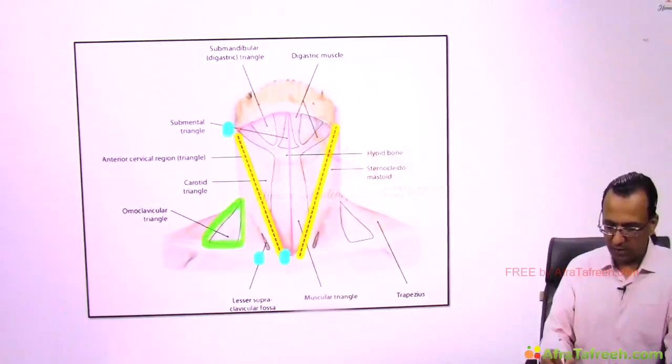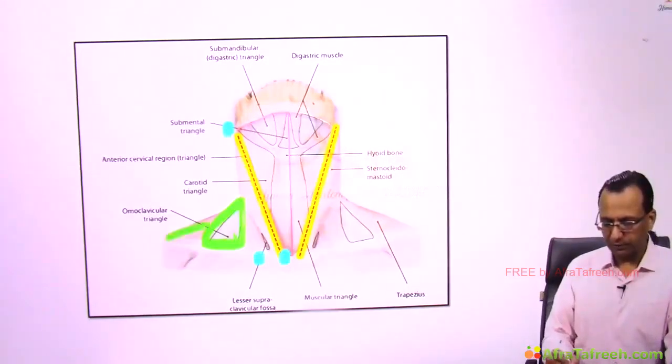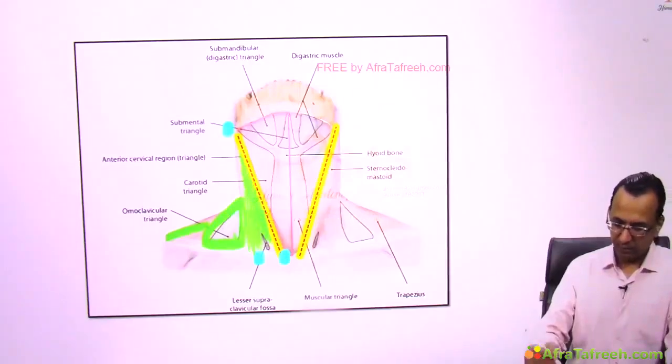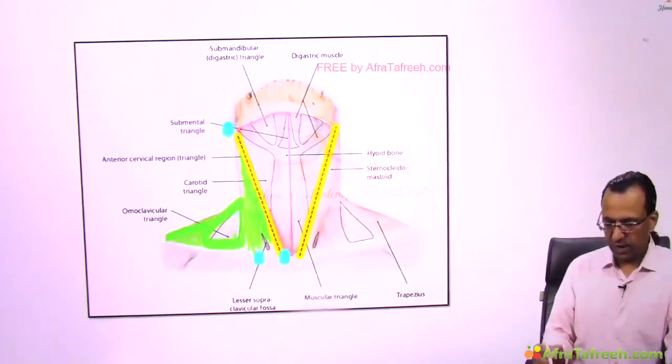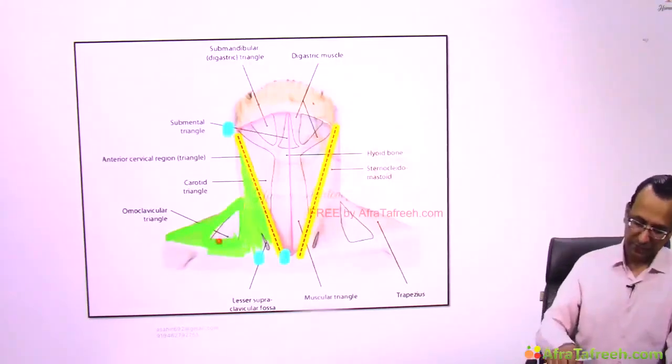It is bounded by what? Bounded by the muscle on the posterior, trapezius, and anterior, you have the sternomastoid. So this is the anterior sternomastoid muscle, and that is the posterior trapezius muscle, and then this is the clavicle bone below, and that is the posterior triangle.